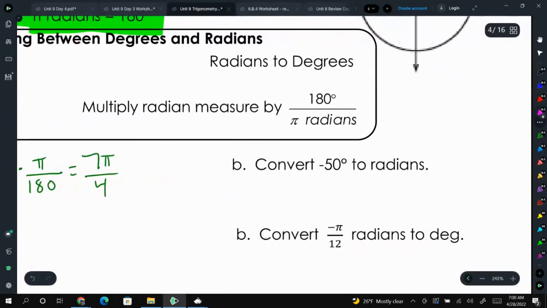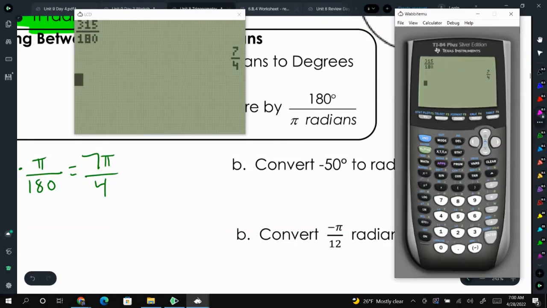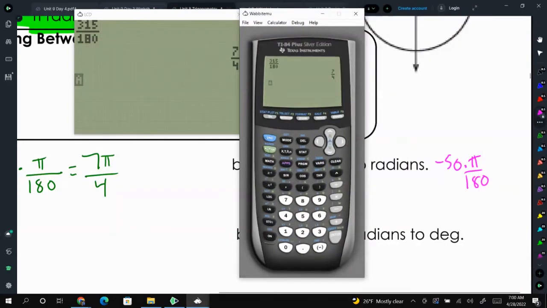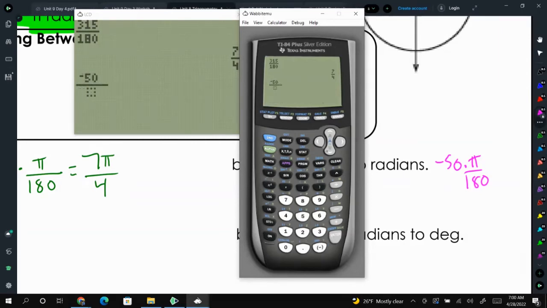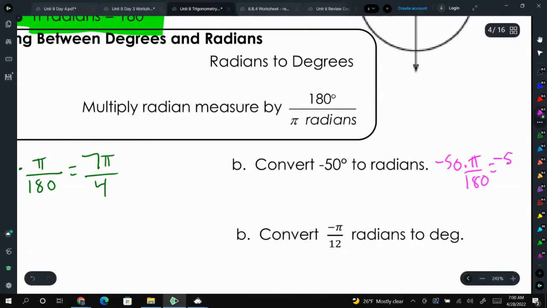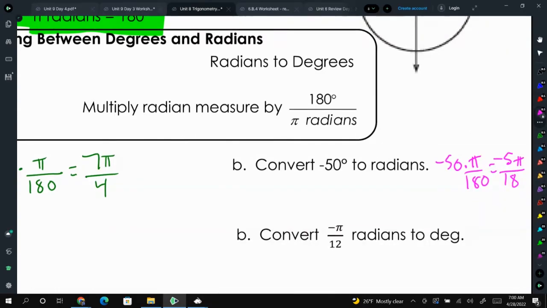Letter B, convert negative 50 degrees, so negative 50 times pi over 180. So same idea. We're going to do it as a fraction, negative 50 over 180, and we get negative 5 over 18. So negative 5 pi over 18 would be our radian measure. And like I said, if you want a decimal, we can multiply that out and get that.